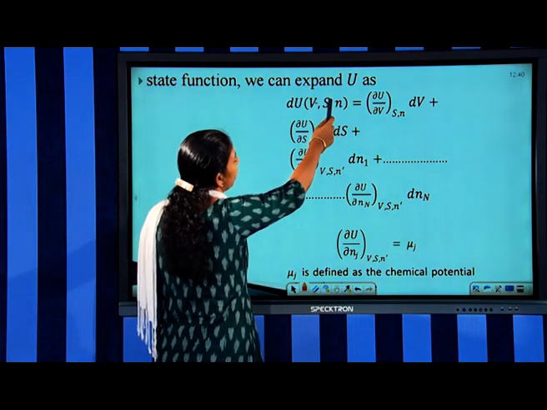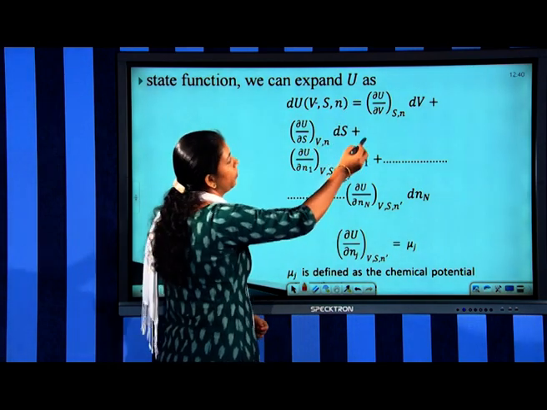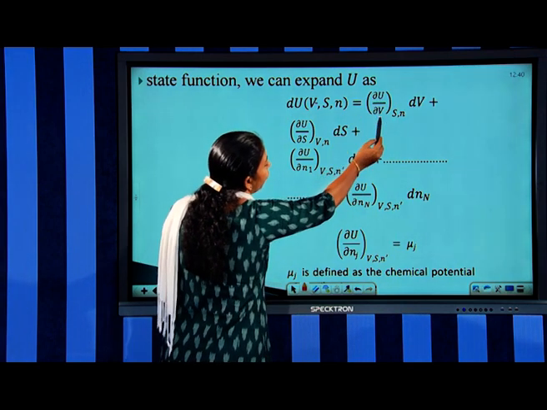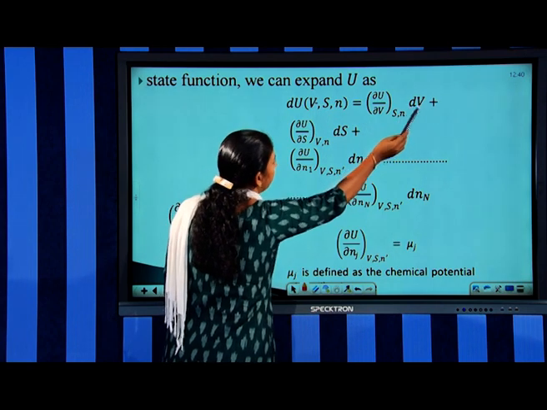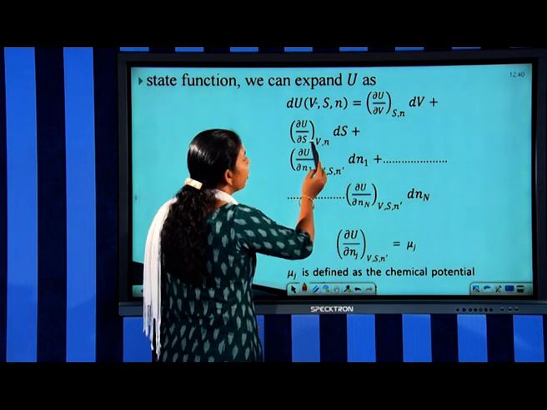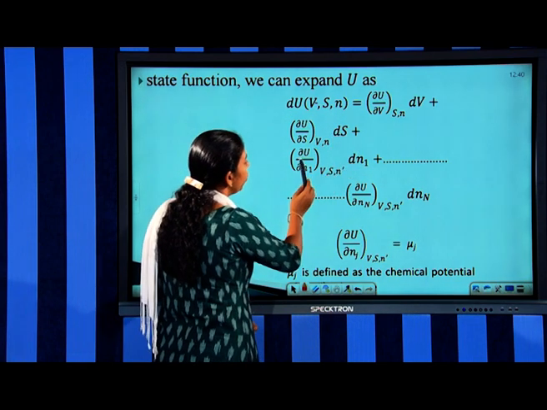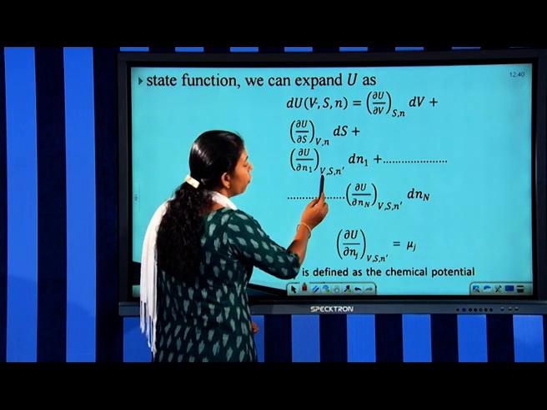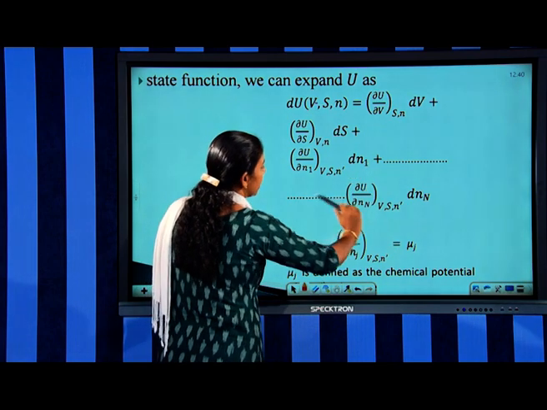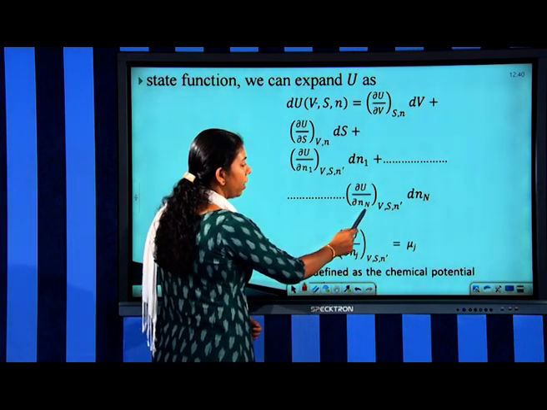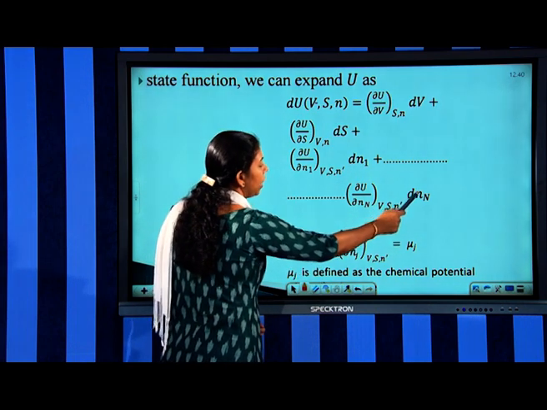Here V represents volume, S represents entropy, and n the number of moles of the open system. dU is equal to ∂U/∂V at constant entropy and number of moles into dV, plus ∂U/∂S at constant volume and number of moles into dS, plus ∂U/∂N1 at constant volume, entropy and number of moles into dN1, plus etc., ∂U/∂Nn at constant volume, entropy and number of moles into dNn.